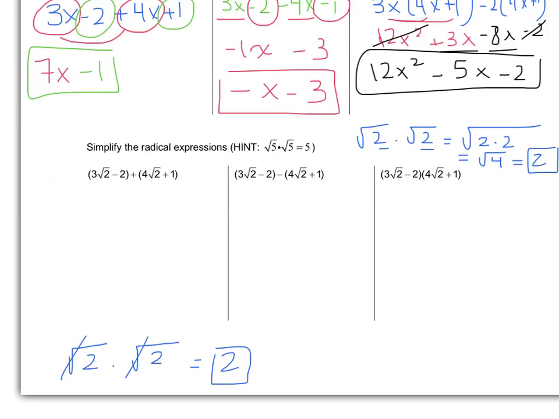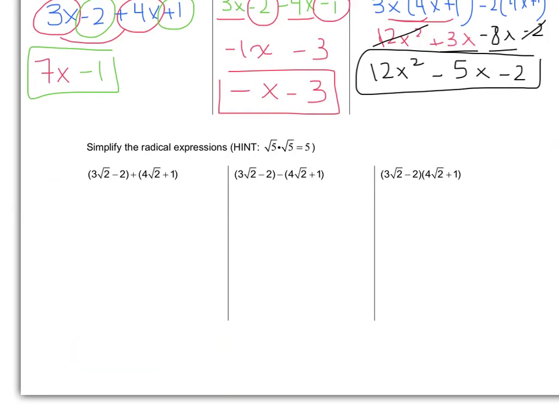Now let's go ahead and try to do the first one. Keep this in mind: if it's a plus sign, you just disregard the parentheses. And now let's combine like terms.